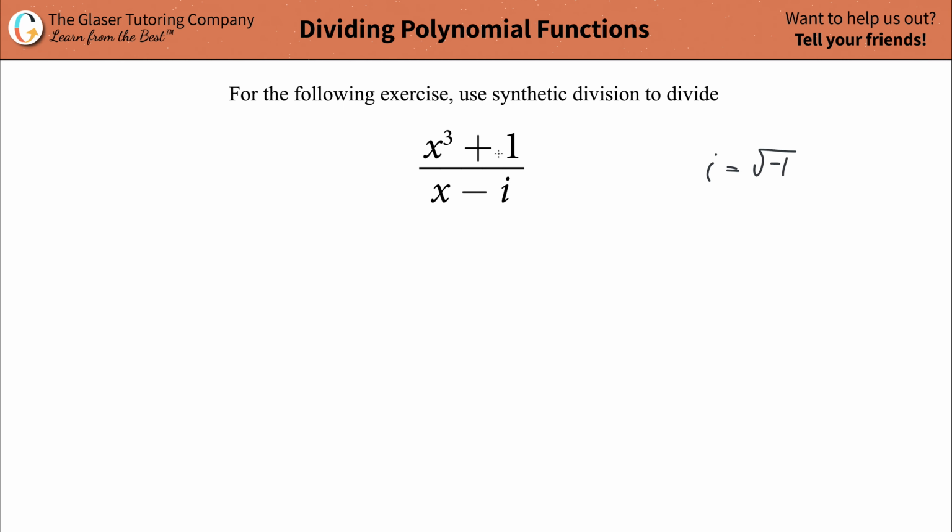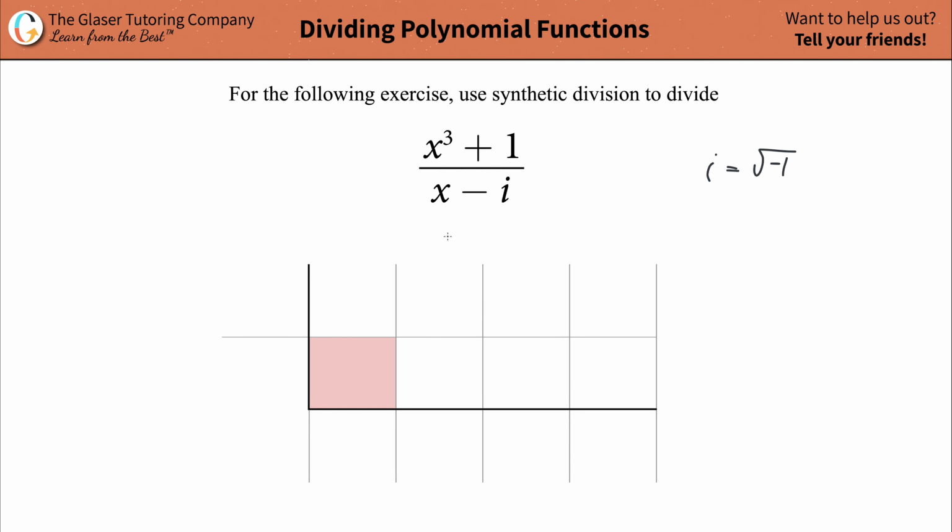So watch. First thing is, remember, look at your numerator. That's known as the dividend. Locate the highest power of x, add 1 to it, and that will tell you how many columns your synthetic division table is going to have. So in this problem, we're going to have 4 columns. Take a look. So 1, 2, 3, 4 columns there inside of your synthetic division table.